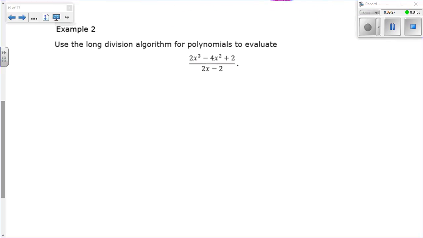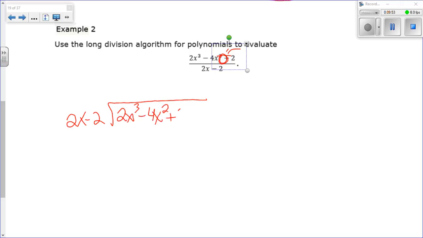Use the long division algorithm for polynomials to evaluate. I have 2x cubed minus 4x squared plus 2. Right in here, I'm missing an x term, and I have to include that when I go to divide. So I have 2x minus 2 on the outside, and then on the inside I have 2x cubed minus 4x squared plus 0x plus 2. I have to include what I call a placeholder for the 0x, or else it will not work.